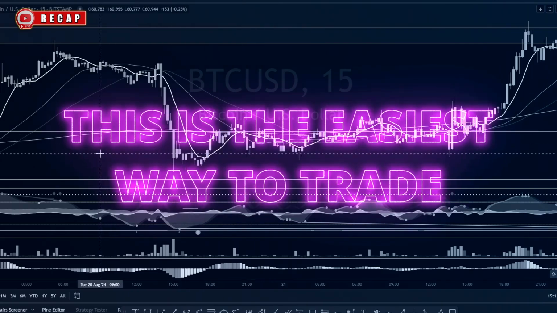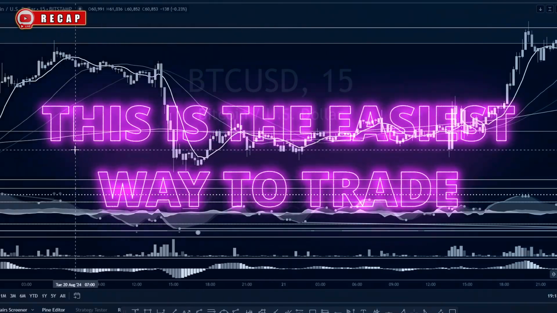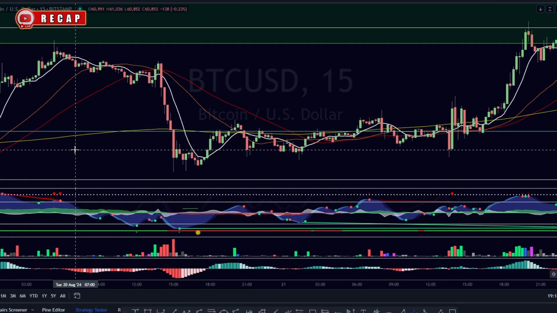This has to be by far the easiest way to trade. If you don't want to learn how to trade and you just want the absolute easiest thing, I'm showing you right now. It's trading on the SMAs. There's several different ways of trading, but this has to be by far the absolute easiest.